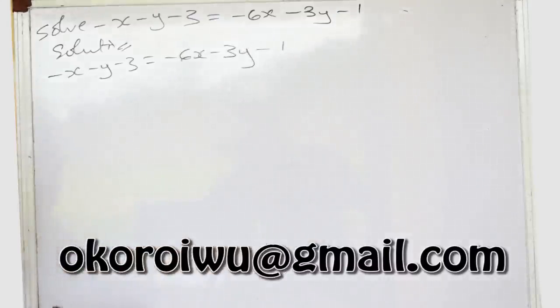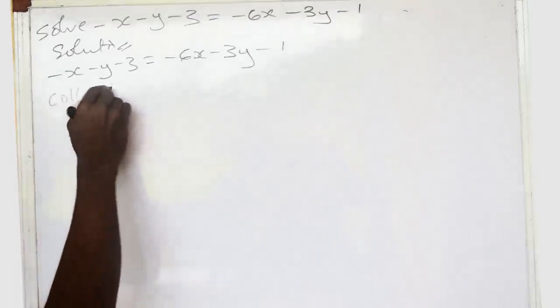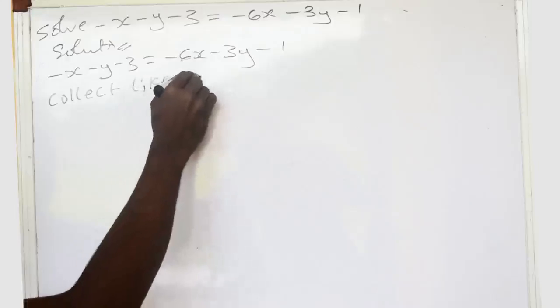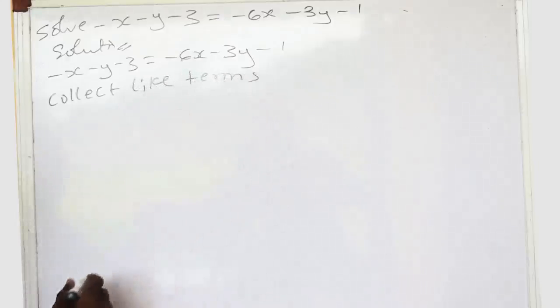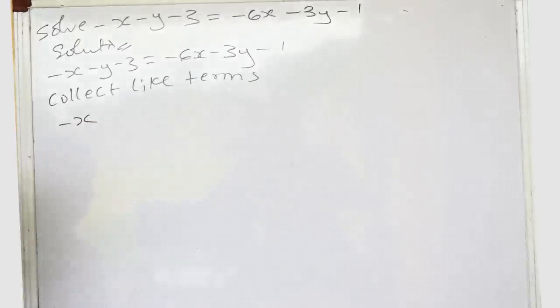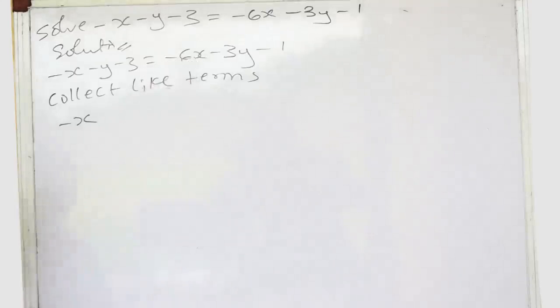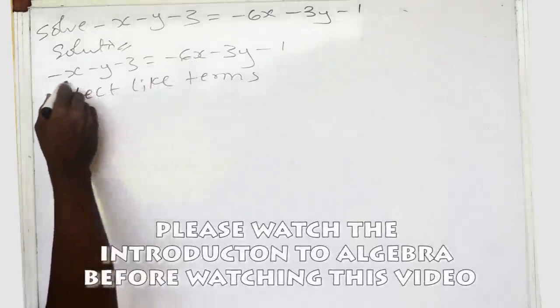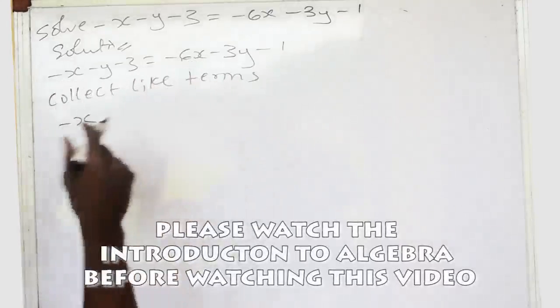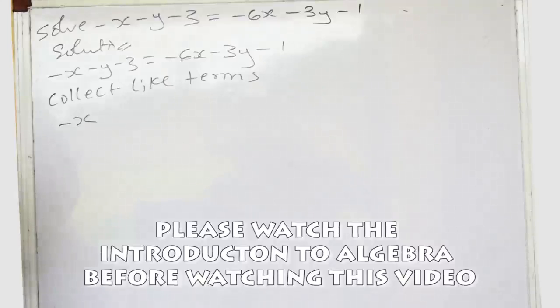So here now the thing is not arranged. To arrange it, you say collect items. When you say collect items, we look at it, the first variable here is minus x. After writing minus x, we look for another x, but we find out that the x is at the right hand side. This side is left hand side, this side right hand side.